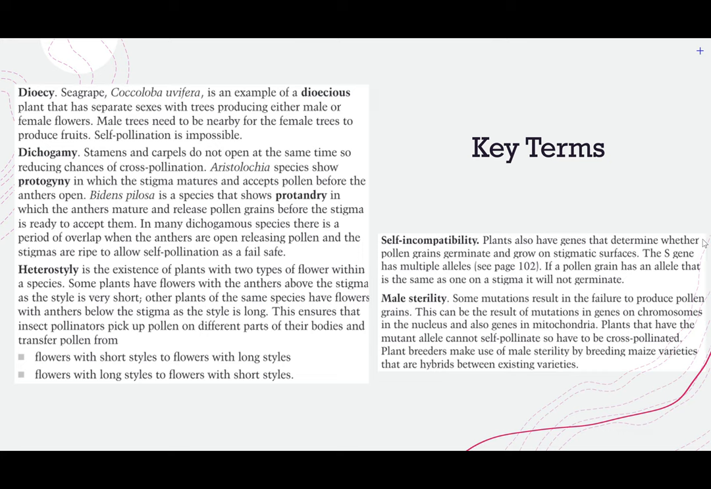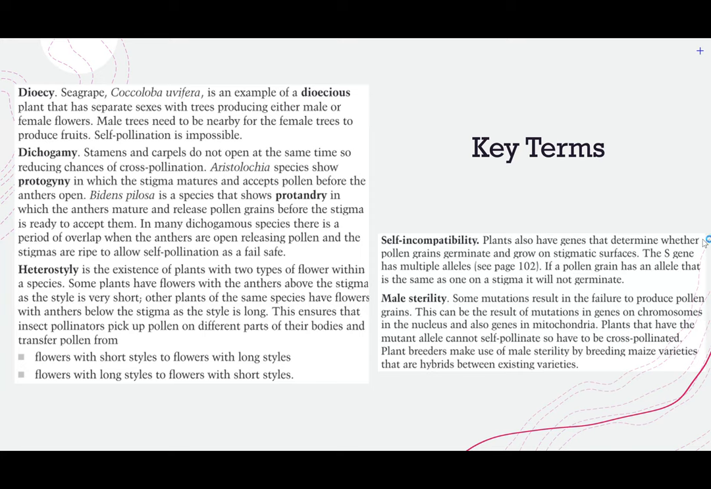So what does this mean? If the stigma develops before the anther, in this case, where's it going to get its pollen grains from? It's going to get its pollen grains from other plants. So it promotes cross-pollination in this case. If that makes sense. Because what's happening here is that when the stigma matures, it's going to be pollinated by pollen grains coming from other plants. So that's what's happening in protogyny in this case.